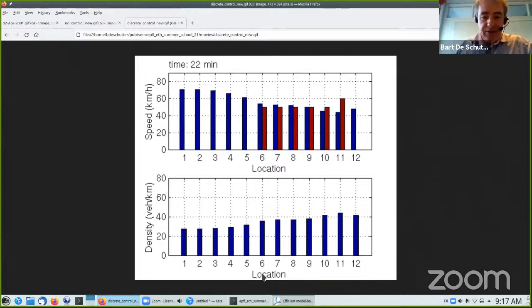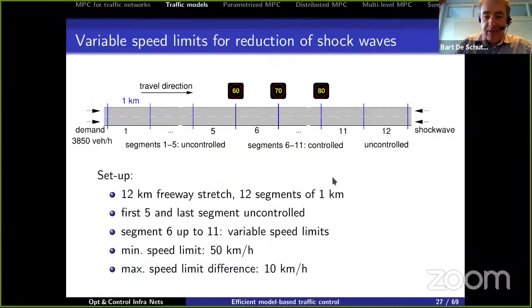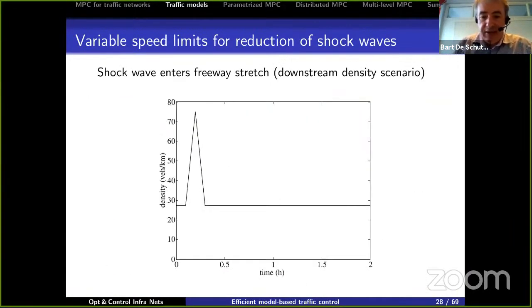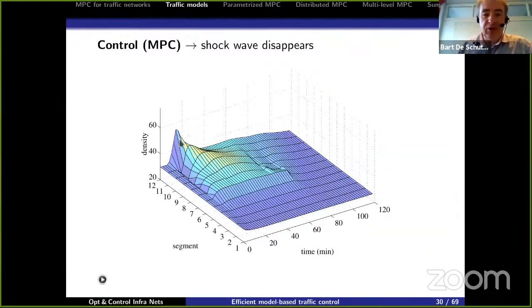Okay, so then we go back to the slides. So here you see again the same plots that were in the animation, but just as static plots. And the main idea is that if you have no control, the shock wave will go through the entire highway. And if you have control, you're able to extinguish the shock wave and let it disappear.